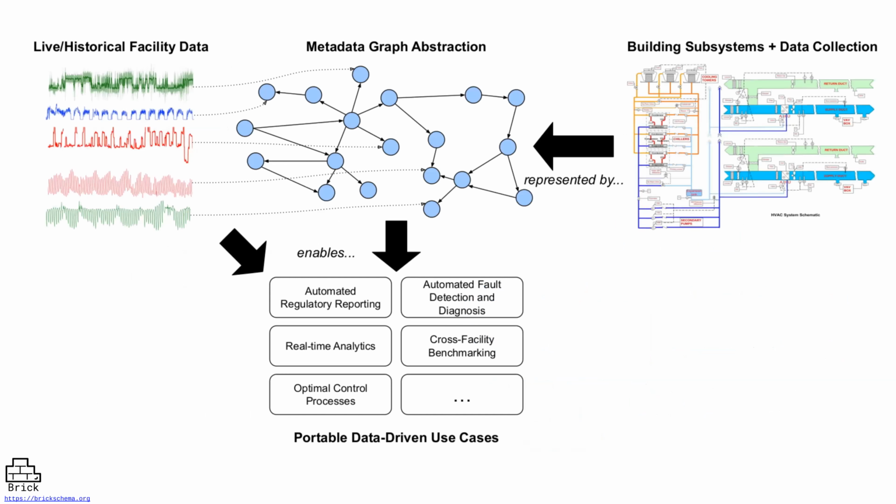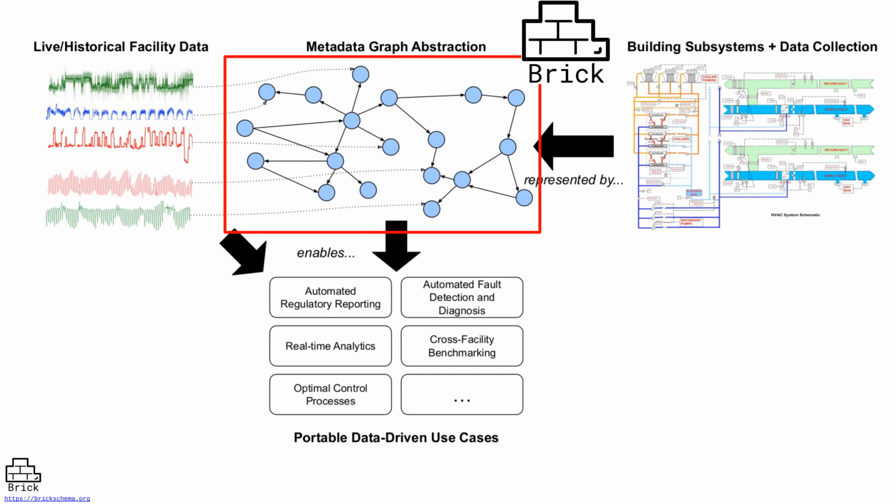So how something like Brick would fit into this picture is you have your actual building subsystems and data collection. This may operate over a BACnet network or LonTalk or OPC or whatever you have. You have this metadata graph abstraction, which provides a structured representation of those data sources, the equipment they're associated with, and how that equipment is connected together. The live or historical facility data will be linked to that graph. And together, the combination of the live or historical data and the graph abstraction is what's going to enable those applications.